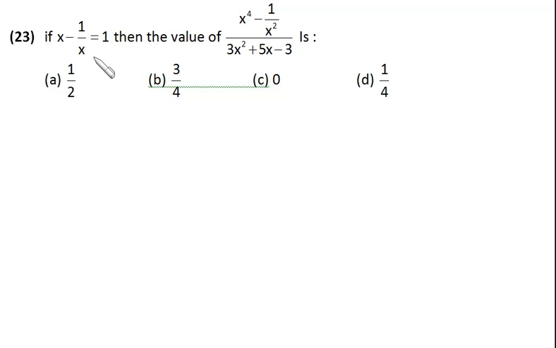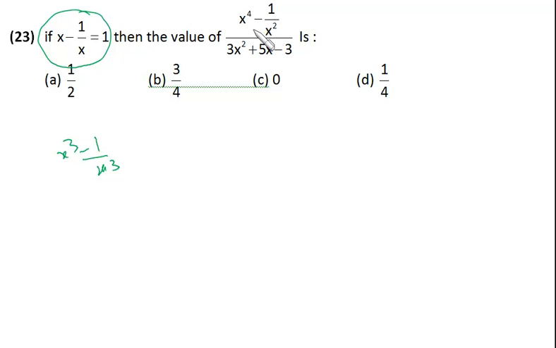If x minus 1 upon x is equal to 1, then find the value of this. Okay, see, whenever in exam you see this, just try to recall the x cube minus 1 upon x cube format, x cube plus 1 upon x cube format, x square plus 1 upon x square format, right? Now, I have suggested you to get this format. Now, how do you get this format over here?